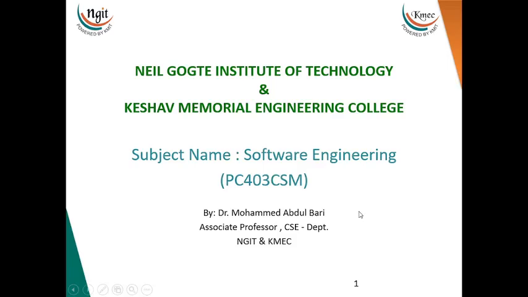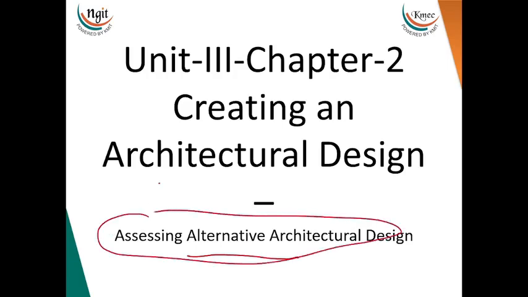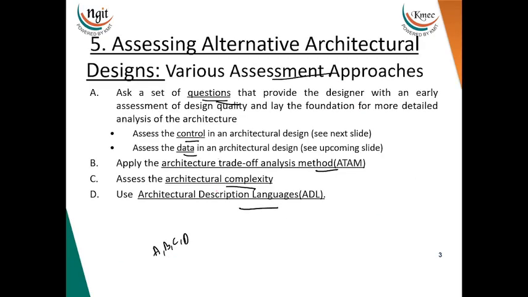In this video, we are going to see something about assessing alternative architecture design, which is part of Unit 3, Chapter 2, creating an architectural design. Assessing alternative architecture design has various approaches. In this one, we have seen about four: A, B, C, D.